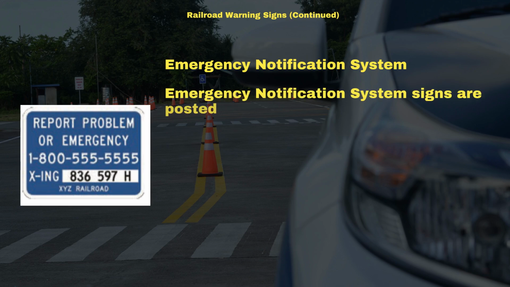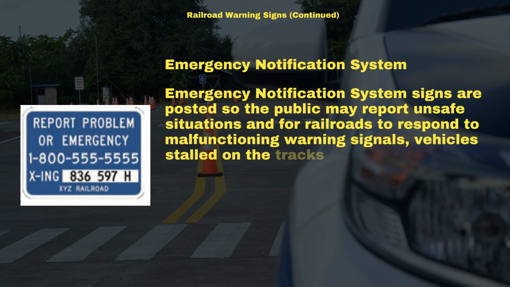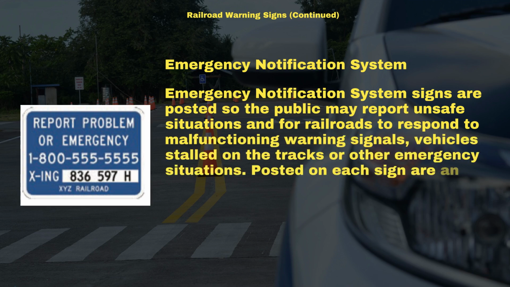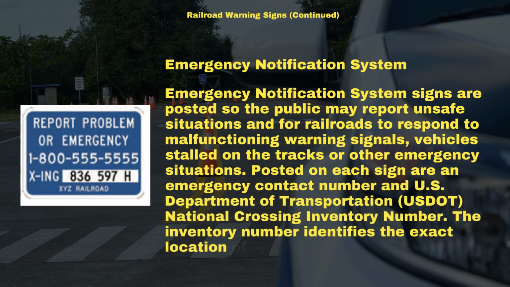Emergency notification system signs are posted so the public may report unsafe situations and for railroads to respond to malfunctioning warning signals, vehicles stalled on the tracks or other emergency situations. Posted on each sign are an emergency contact number and U.S. Department of Transportation National Crossing Inventory Number. The inventory number identifies the exact location of the crossing.